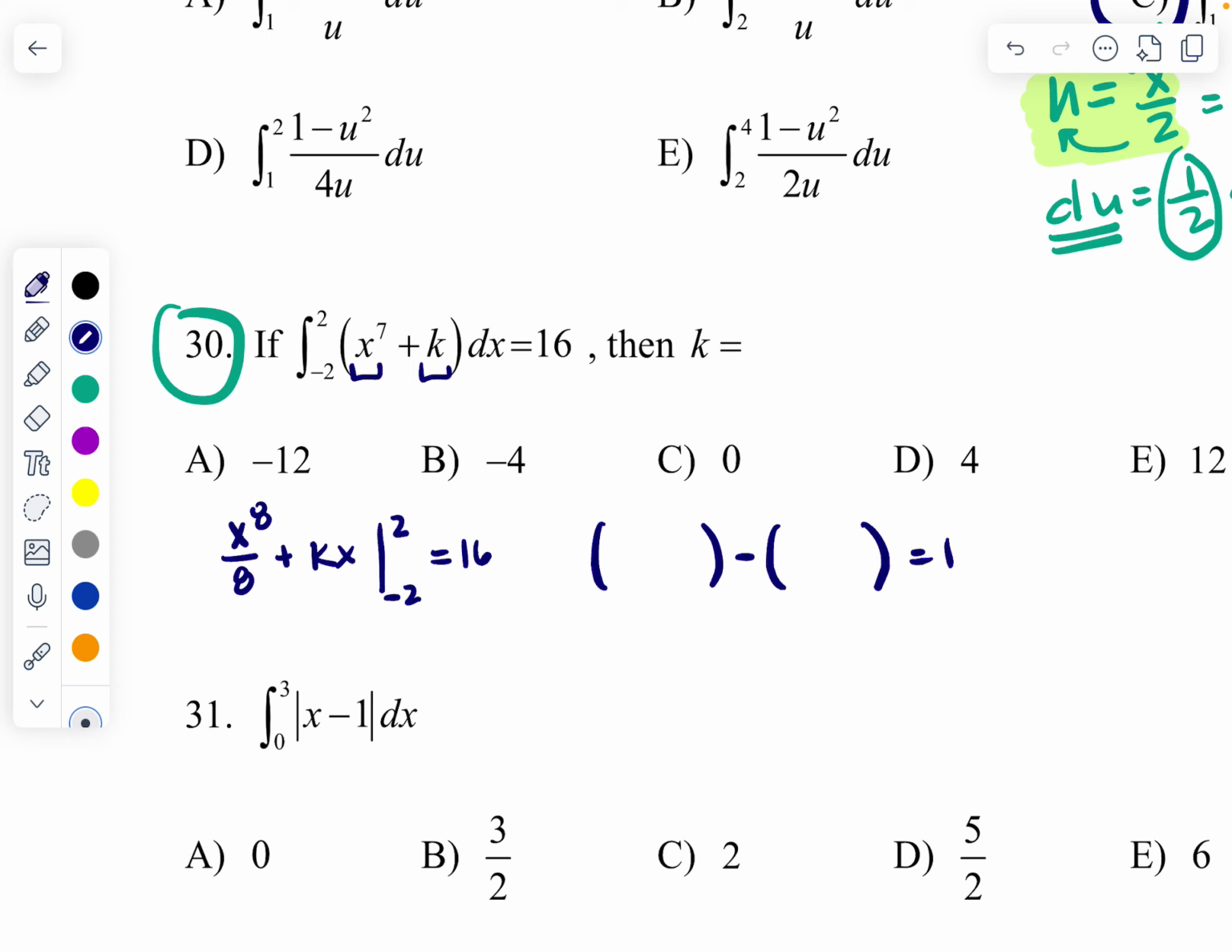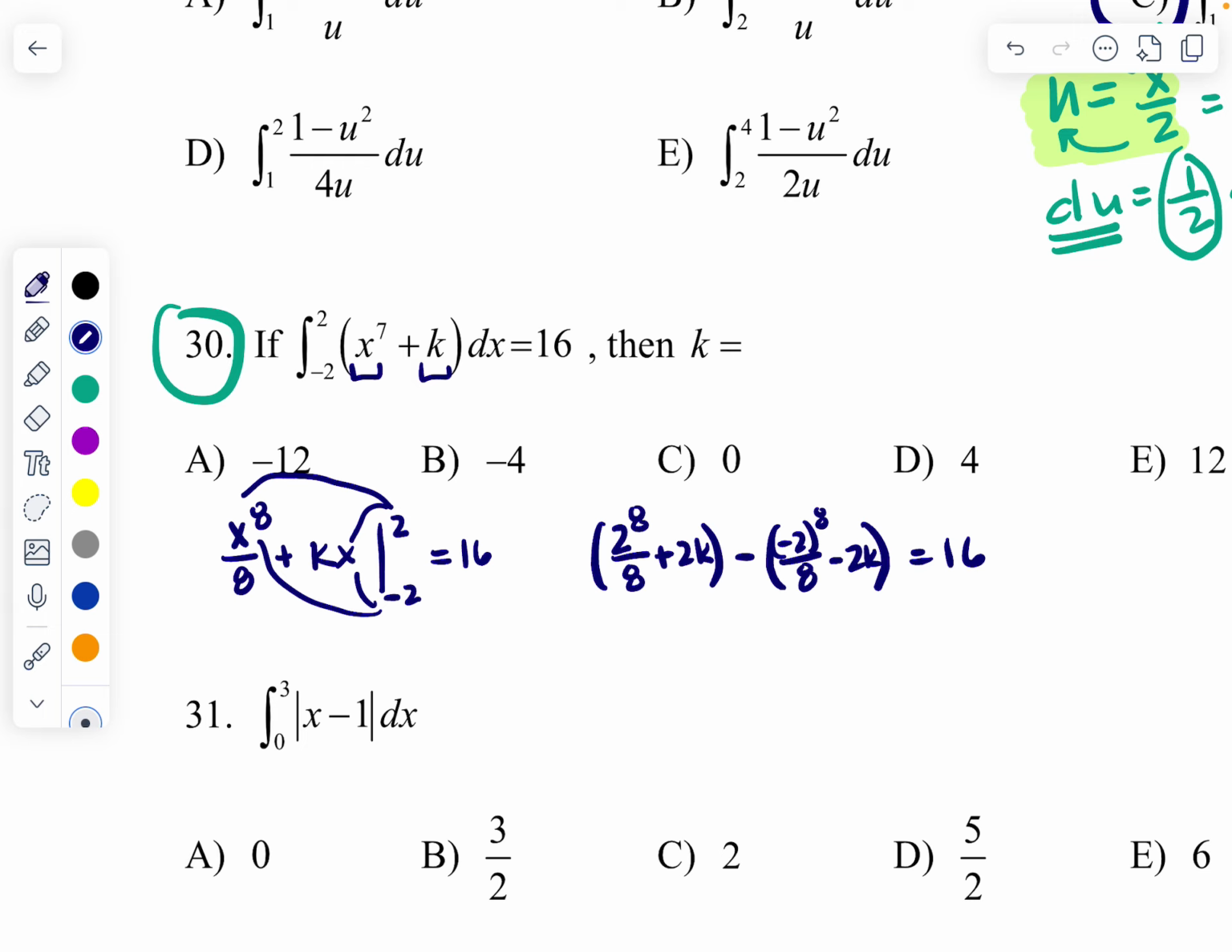It's going to equal 16. So if I plug in the 2, I'm going to get 2 to the 8th all over 8 plus, and then if I plug the 2 into here, I'm going to get 2k. And then if I plug in the -2, I'm going to get -2 to the 8 over 8. And then if I plug in the negative 2 here, I'm going to get minus 2k.